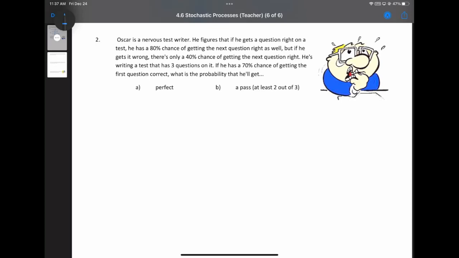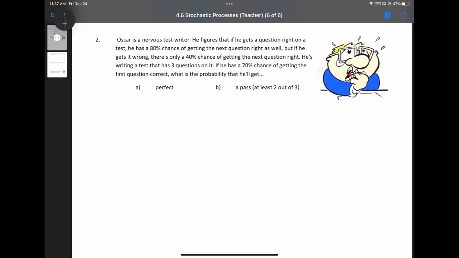Okay, so Oscar's a nervous test writer. He figures that if he gets a question right on the test, how he knows that, I don't know, he has an 80% chance of getting the next question right as well, because he's confident. But if he gets it wrong, there's only a 40% chance of getting the next question right, because he's now nervous because he's blowing the test.